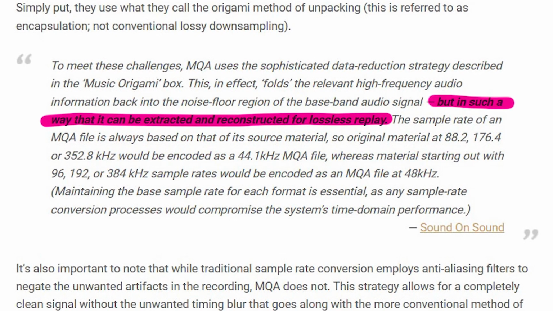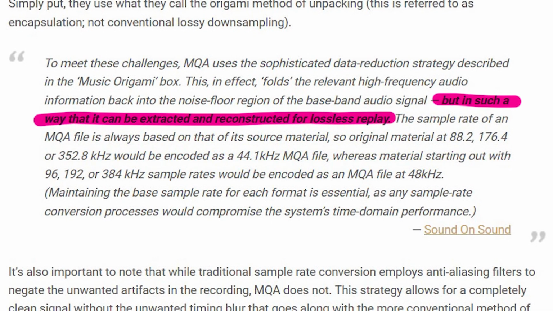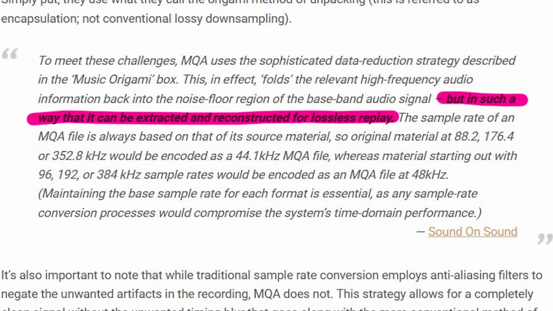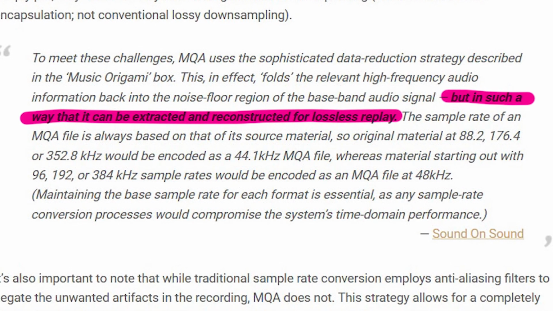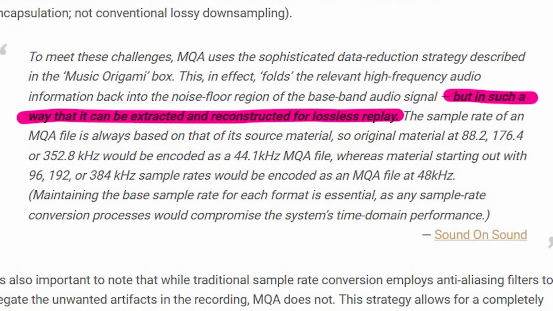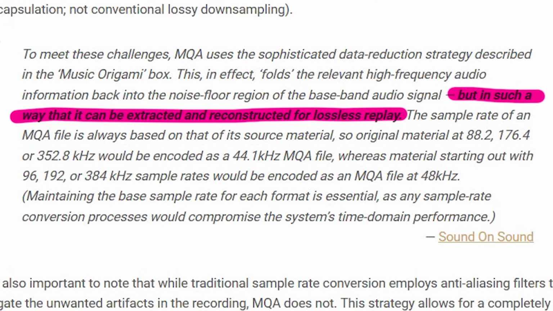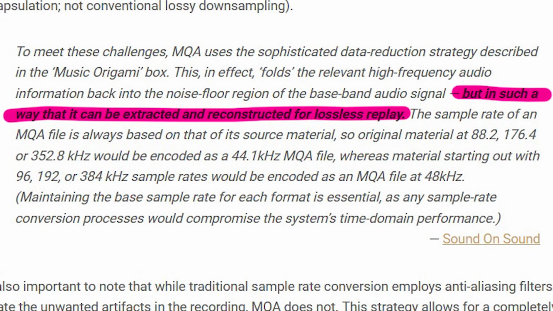The sample rate of an MQA file is always based on that of its source material, so original material at 88.2, 176.4, or 352.8 would be encoded as a 44.1 MQA file, whereas material starting out with 96, 192, or 384K sample rates would be encoded as an MQA file at 48K. Maintaining the base sample rate for each format is essential, as any sample rate conversion processes would compromise the system's time domain performance."